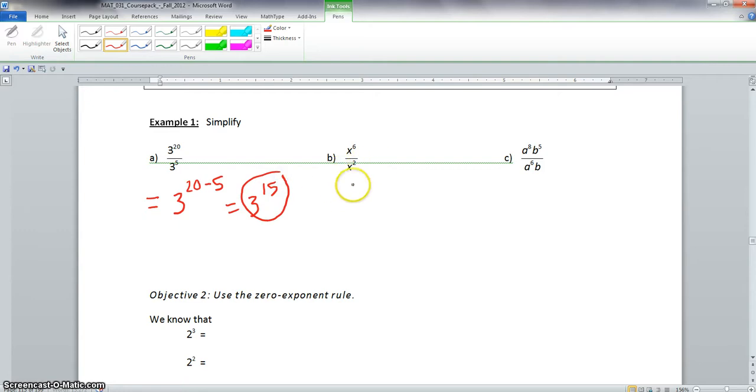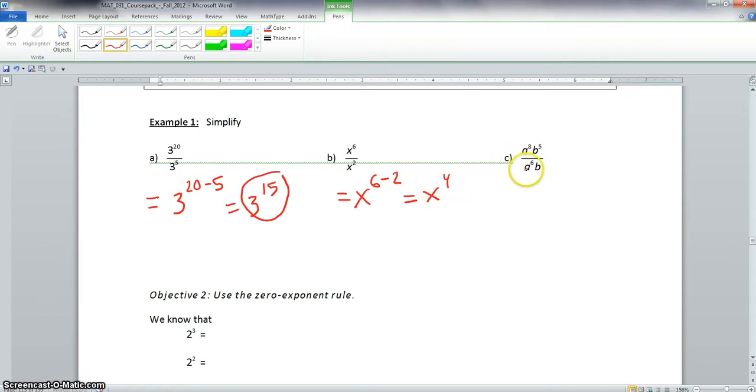Now we come here to b. We had x to the 6th over x squared. So we would have our base, which is x, and we would subtract the exponents, 6 minus 2, so we have x to the 4th power.